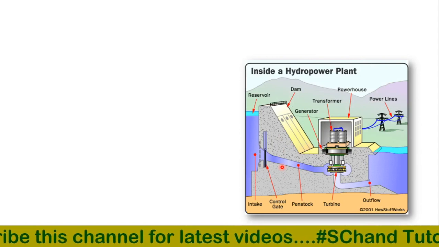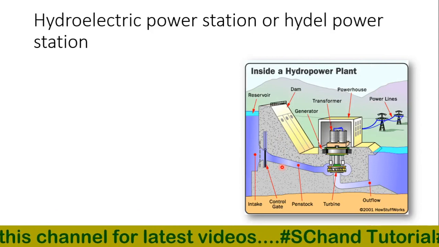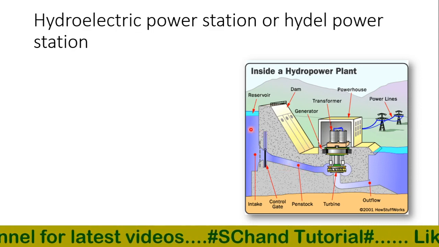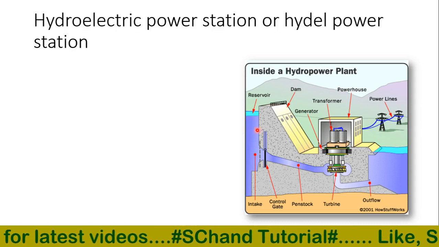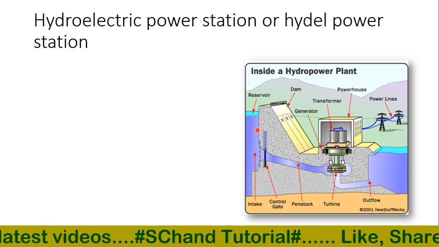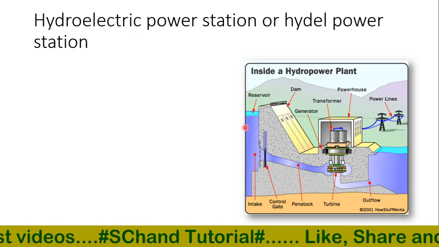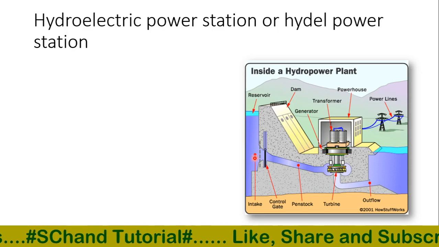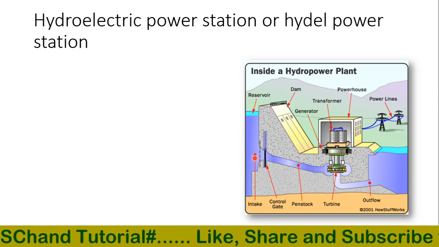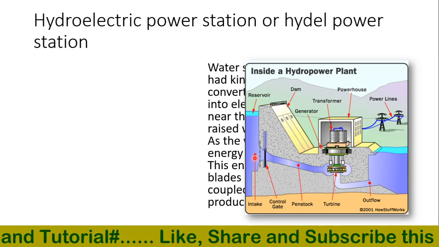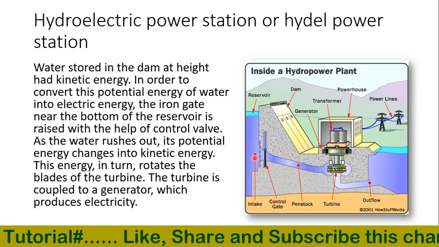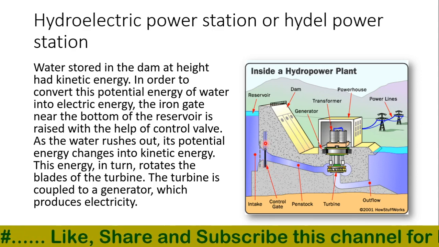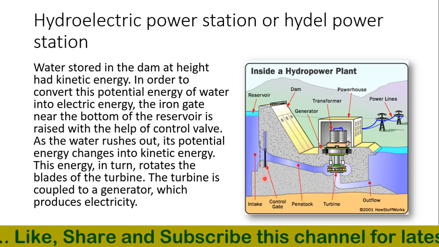How does it actually work? In a hydroelectric dam, water is stored in the reservoir. As the height of the water in the reservoir rises, the potential energy stored in the water increases. In order to convert the potential energy of the water into electric energy, the iron gate near the bottom of the reservoir is raised with the help of the control gate.